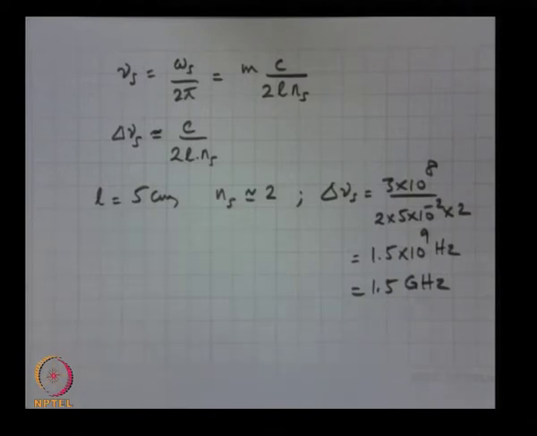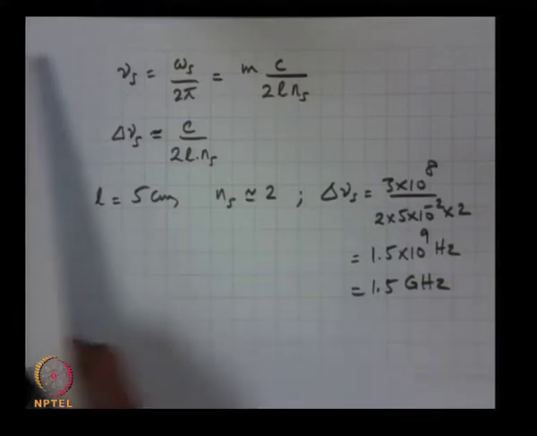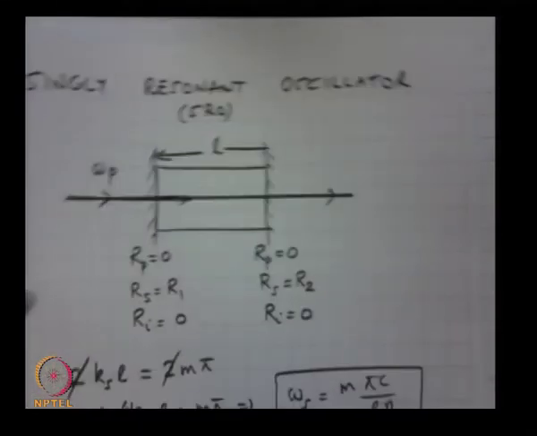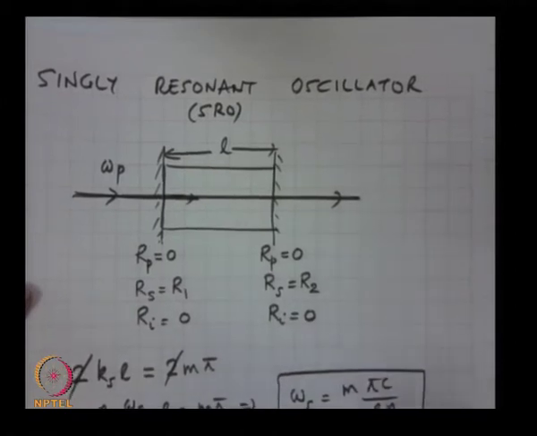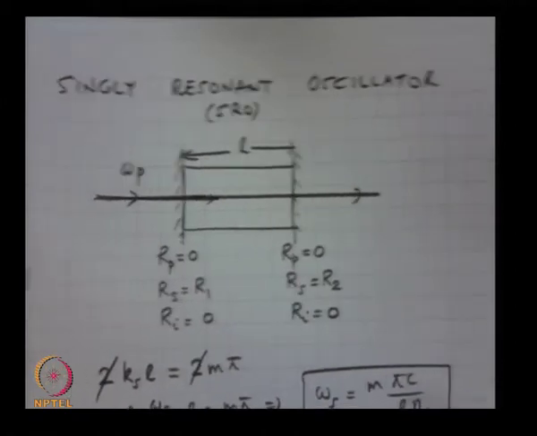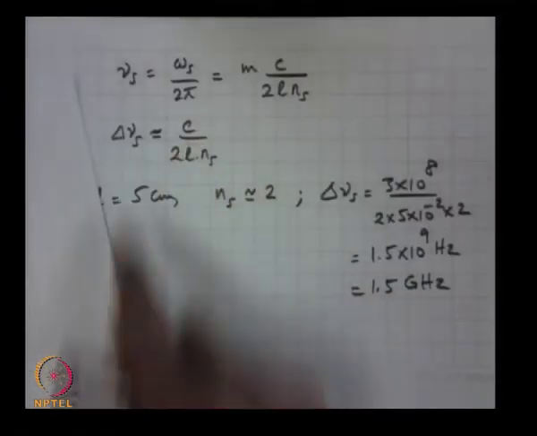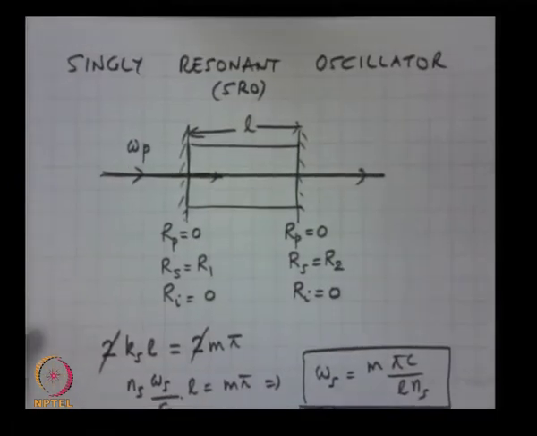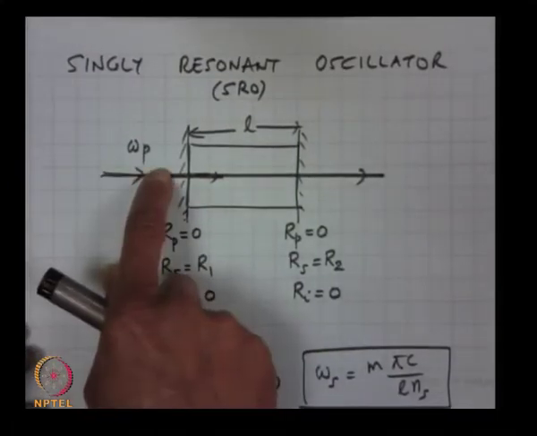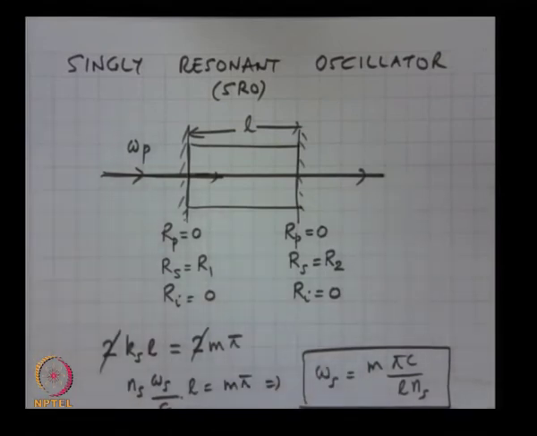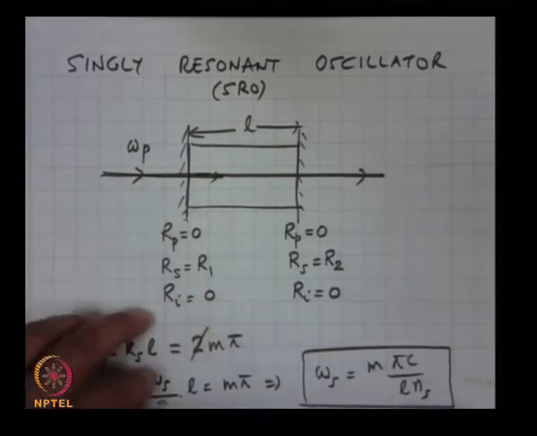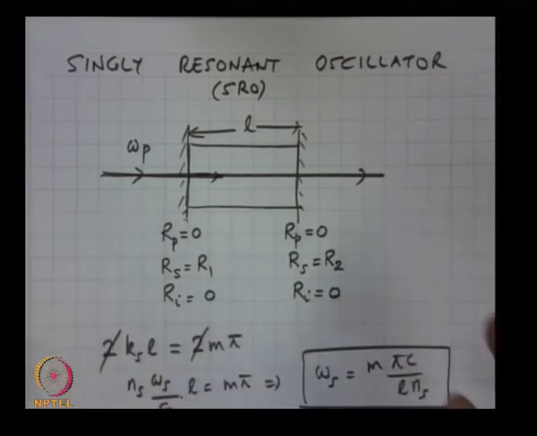Every 1.5 gigahertz, there is a possible frequency of oscillation within the cavity. There is no condition on omega I, except that omega s plus omega I must be equal to omega p. So omega s is fixed by the cavity. These are the only allowed frequencies. Omega p is what I have chosen, so omega I automatically gets fixed. Knowing omega p, I can calculate what are the omega i's which will be coming out of the crystal.